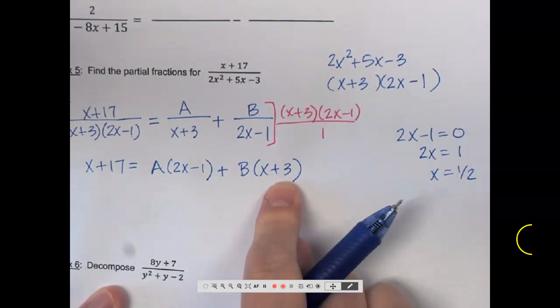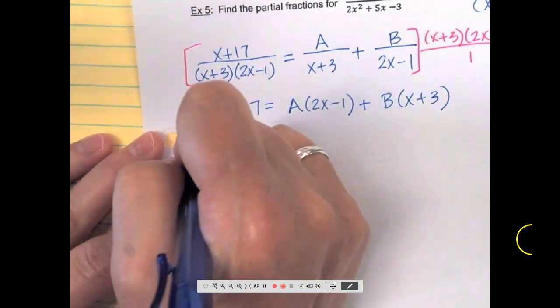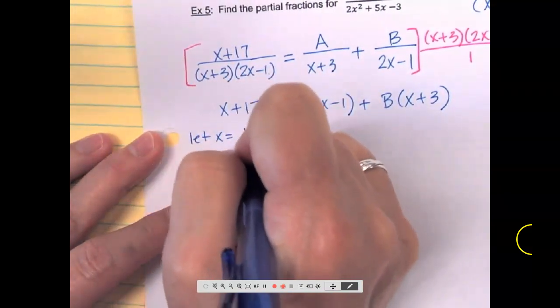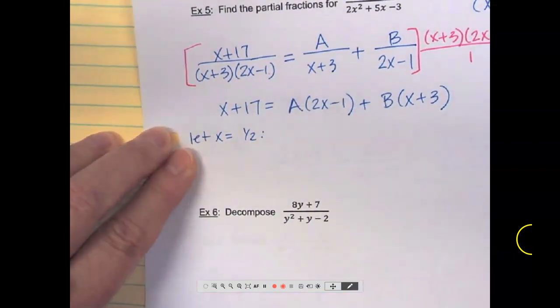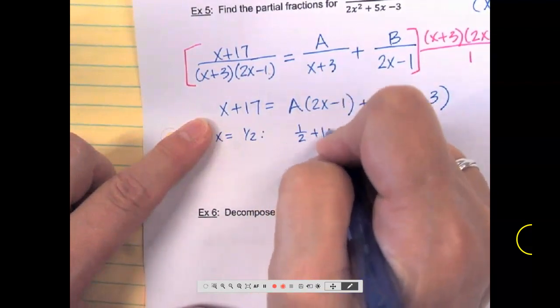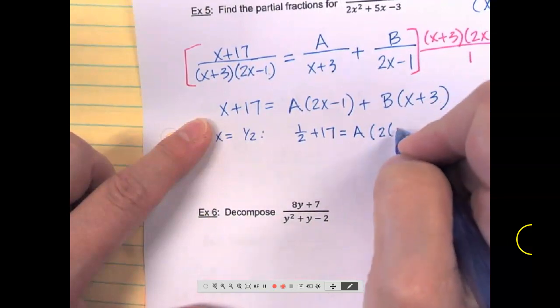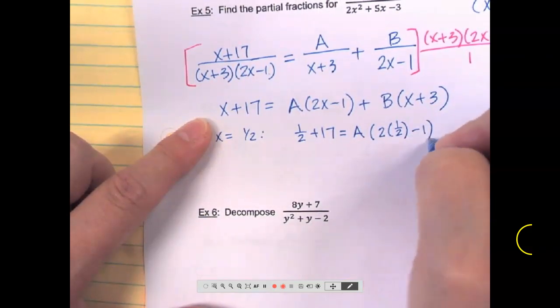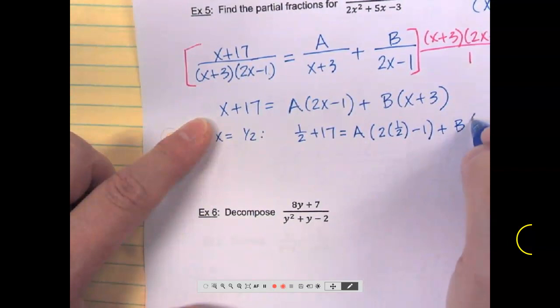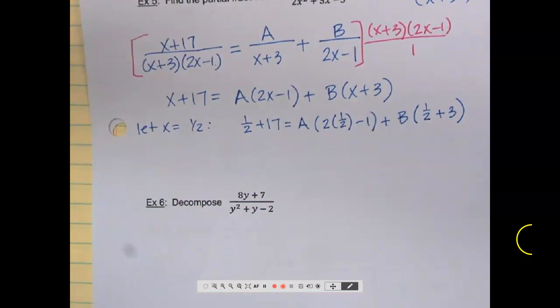Now that one's easy. That's negative 3, right? Okay, so let's do the hard one first. Let's do x equals 1/2. Okay, so wherever there's an x, 1/2 goes in the place. 1/2 plus 17. Not always nice numbers. 2 times 1/2 minus 1. Plus b times 1/2 plus 3. You may want to grab a calculator on this one if those decimals are scaring you.